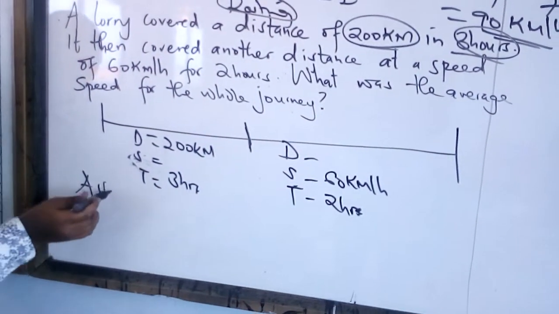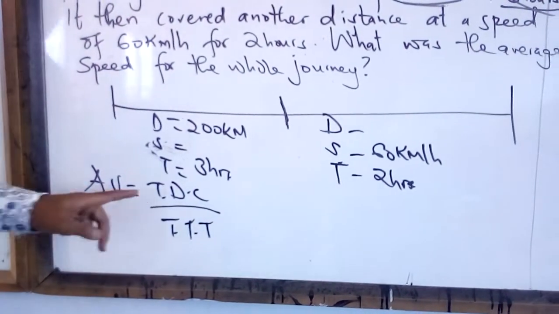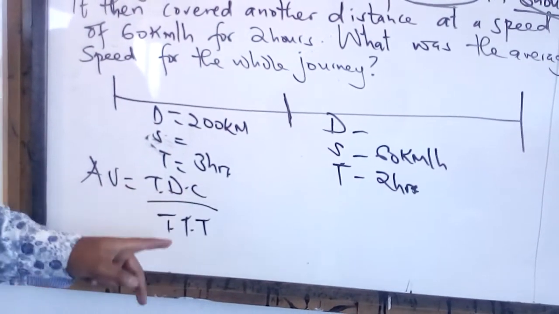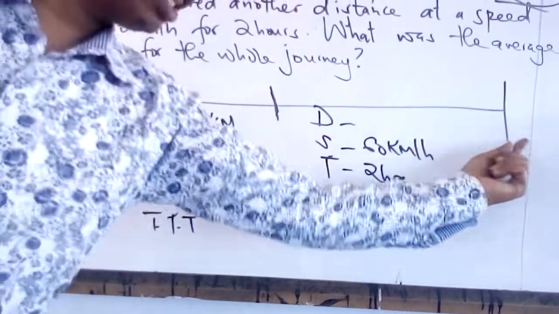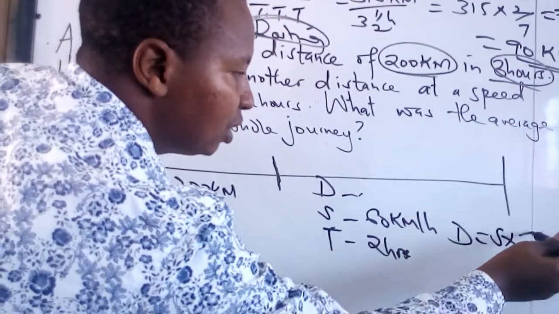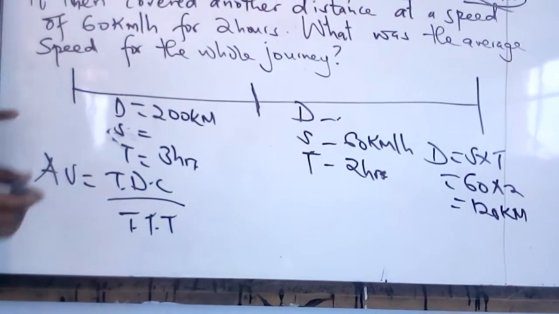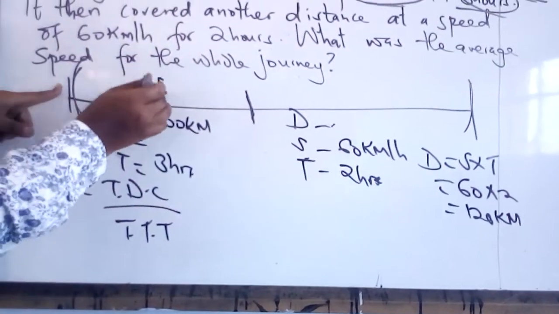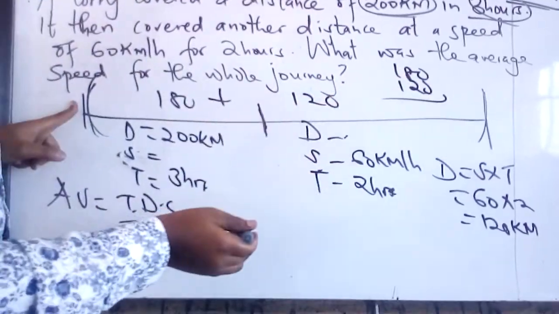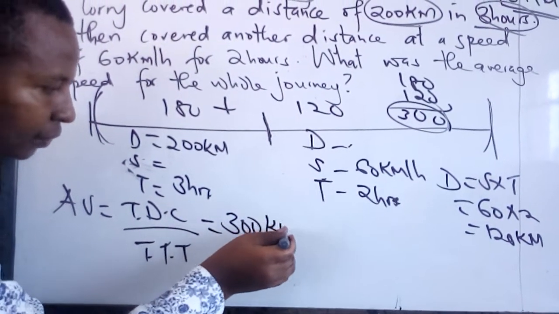When you are finding the average speed, you have said it is total distance covered over total time taken. Now, do we have the total distance? We only have the first part of the journey. The other part of the journey is not given. So the first thing is to get this distance. Distance is equal to speed times time, which is 60 times 2, which is 120 kilometers. So the total distance from here to here is 180 plus 120, which is 300. So total distance is 300 kilometers.